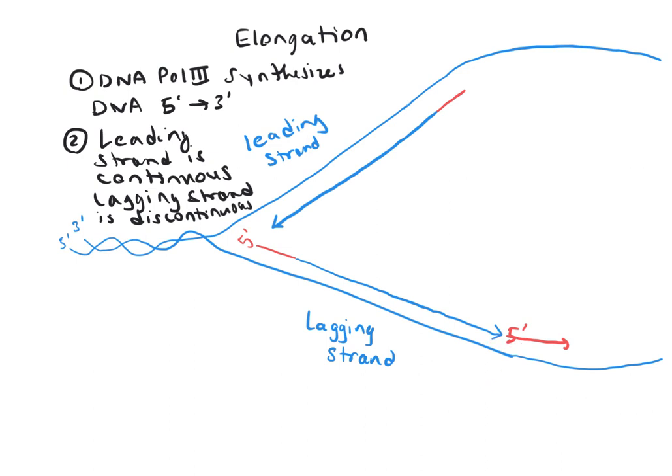fall off. So at this point, helicase needs to be functioning at the fork in order to unzip all of this DNA that has to be replicated. So let's see what that looks like.